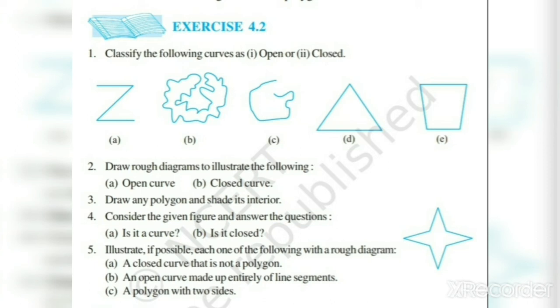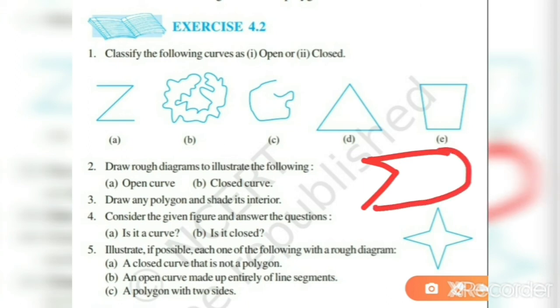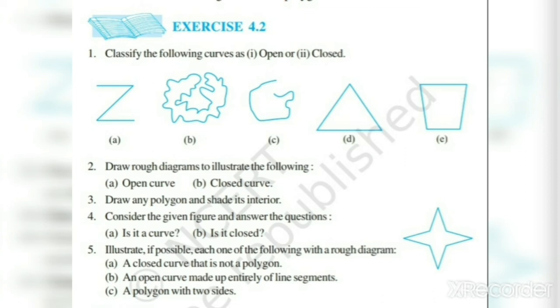Question 5. Illustrate if possible each one of the following with a rough diagram. A closed curve that is not a polygon. Here I can give you one example. This is a closed curve which is not a polygon. Next, an open curve made up entirely of line segment. Very easy, you can consider any letter Z, W, M which has line segment, but it's a open curve.